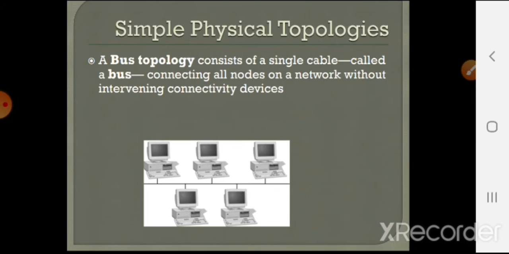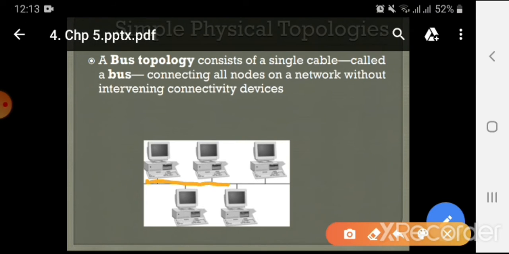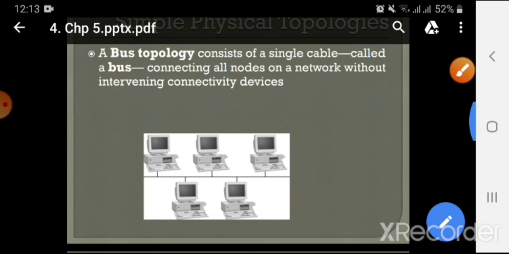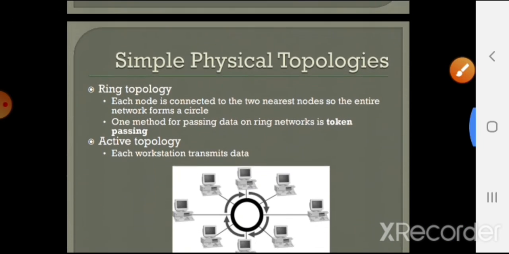Here is another diagram for it, and a simple definition: a bus topology consists of a single cable called a bus. It means this single wire through which all the computers are connected is known as the bus. That is why it is referred to as the bus topology.